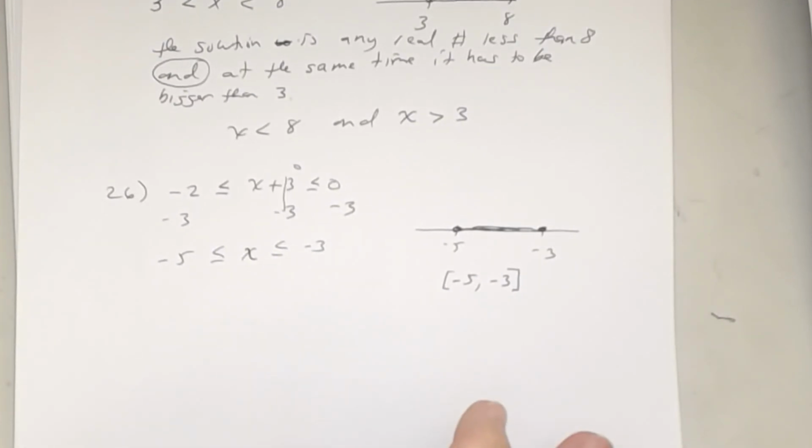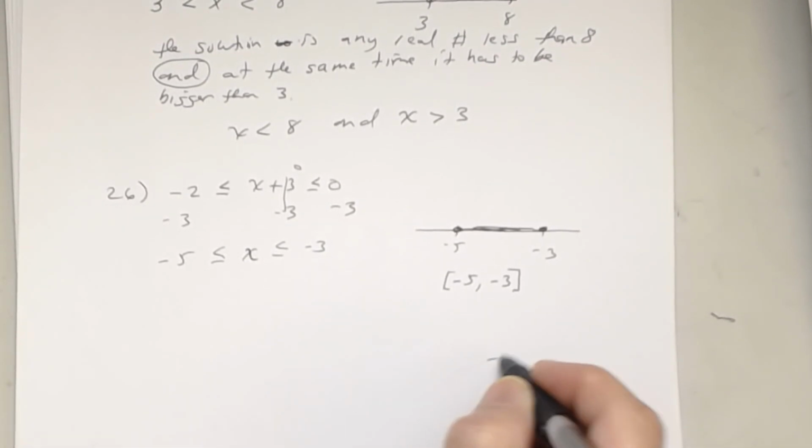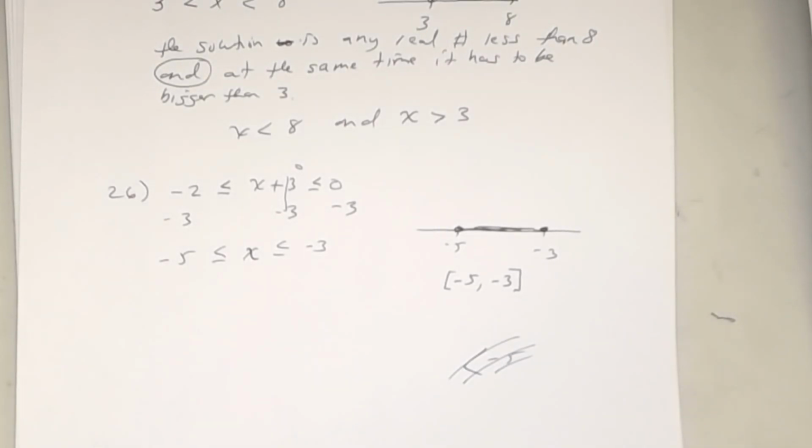Now you have to make sure that you are drawing brackets or parentheses correctly. Some of you are doing something like this. I'm not sure what that is. That's not a bracket. That's not a parenthesis. All right, so that's 26. It's not that difficult.